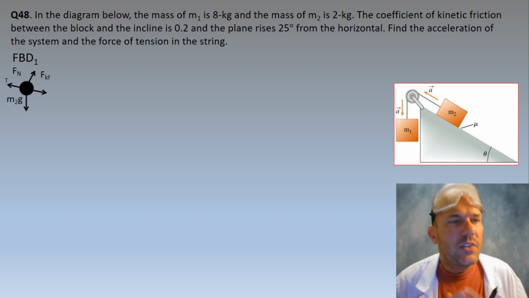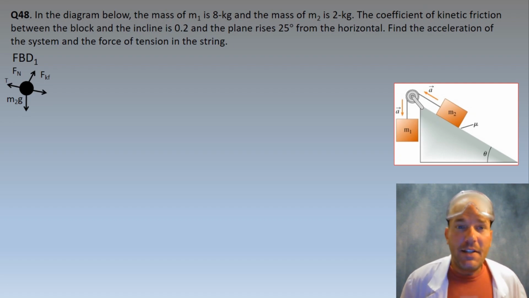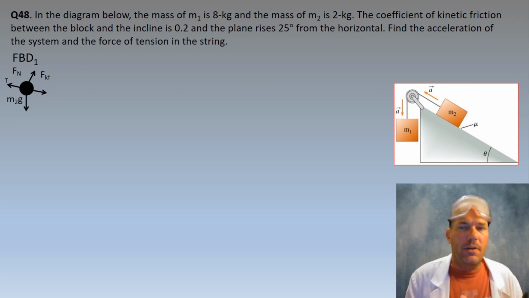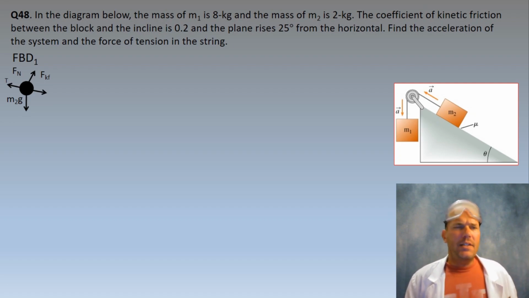All right, so in question 48, this looks like even more fun. We have a modified Atwood, and that Atwood is now on an incline. Okay, and there's friction. This is going to be a blast. All right, so let's think about what's happening in this problem here. Okay, so let's start with some free body diagrams.